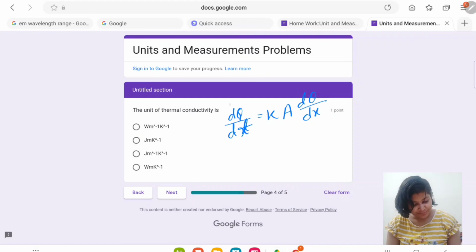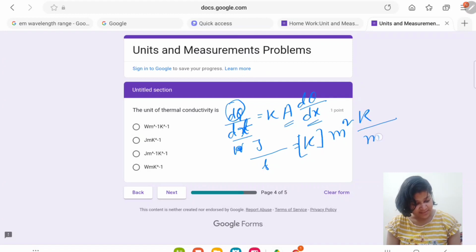So heat is nothing but the energy, that is in, say, joule. This is time, so in second. This is our thermal conductivity. Area is in meter square, and this is temperature, so Kelvin, by this is length, so again meter. Joule per second is the unit for power, so this becomes a watt.